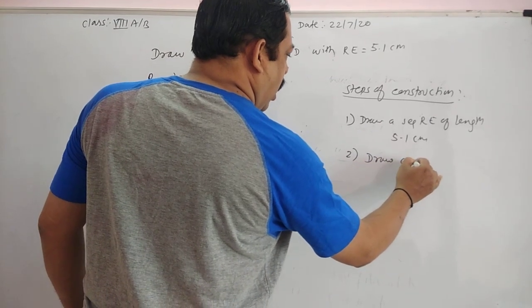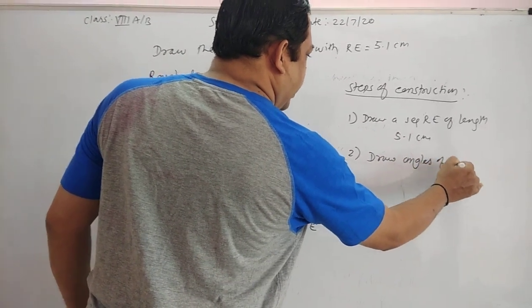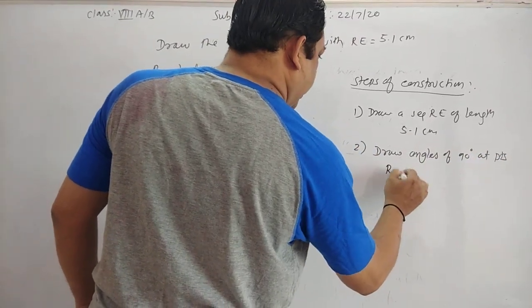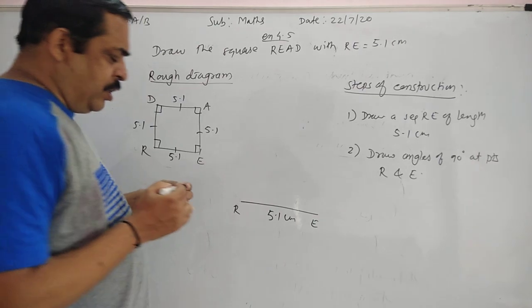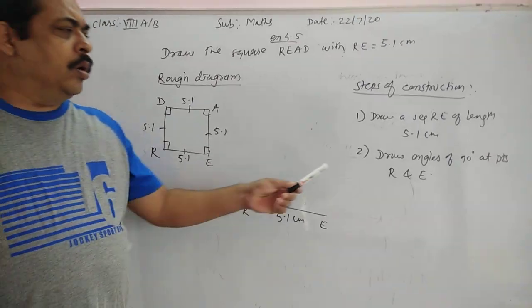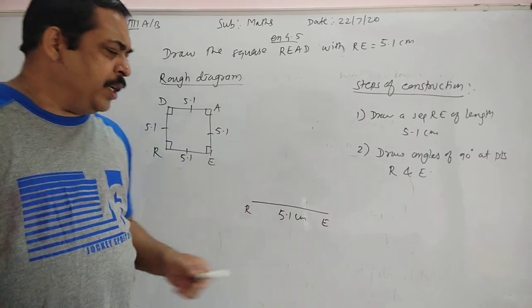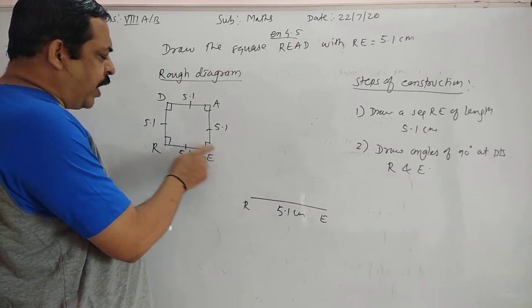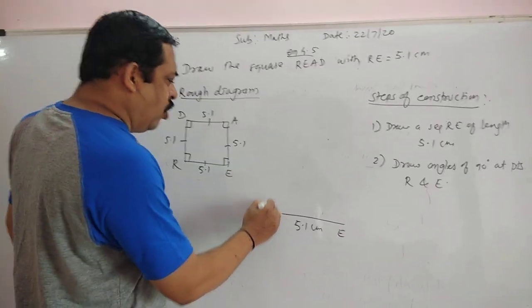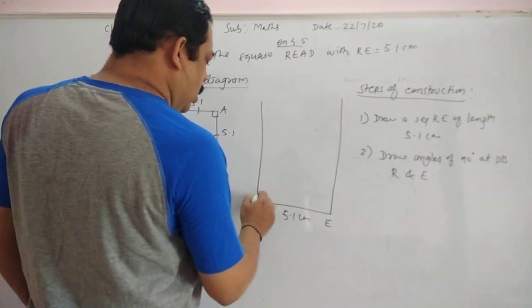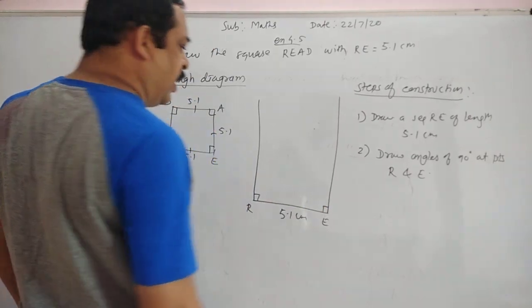Then step number 2, draw angles of 90 degree at points R and E. In the second step, we have to draw angles of 90 degree measure at point R as well as point E, because both the angles are of 90 degree. We know a right angle is always straight, which is perpendicular. This angle 90, this angle 90.